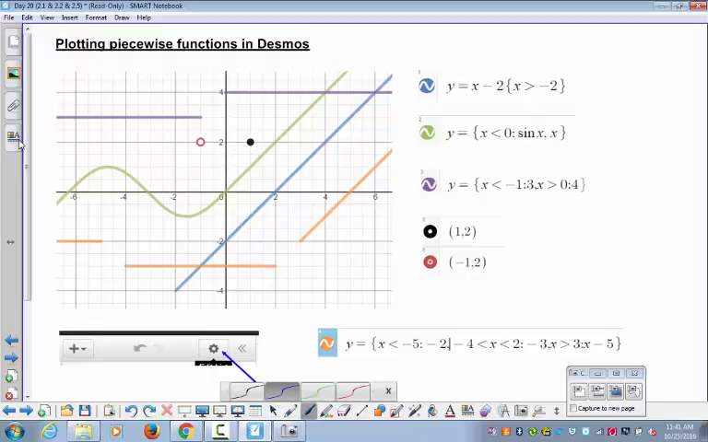We could have done this with two pieces separate. We could have done y equals sine x with the restriction x less than 0, and then a second line, y equals x, x greater than 0. Could have done that. And then here's the third way. The third way is the purple function right here. This says when x is less than 1, colon, graph y equals 3, comma, when x is greater than 0, graph 4. So that's the other piece.